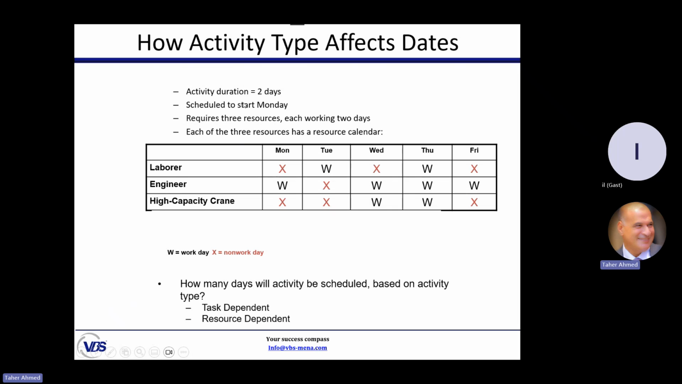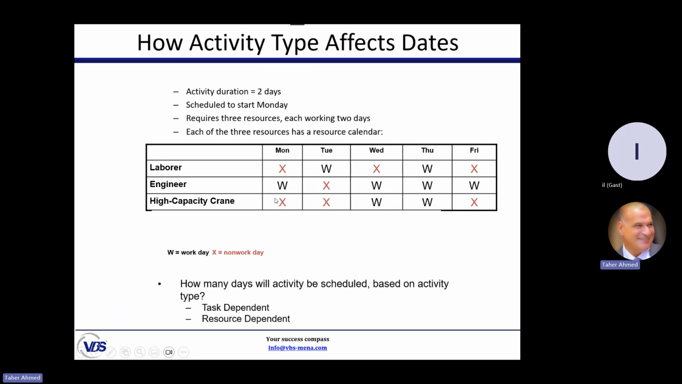Activity duration is 2 days. Scheduled to start on Monday. Requires 3 resources, each working 2 days. Each of the 3 resources has a resource calendar. The first resource has a vacation on Monday and a vacation on Wednesday. The second resource has a vacation on Tuesday.